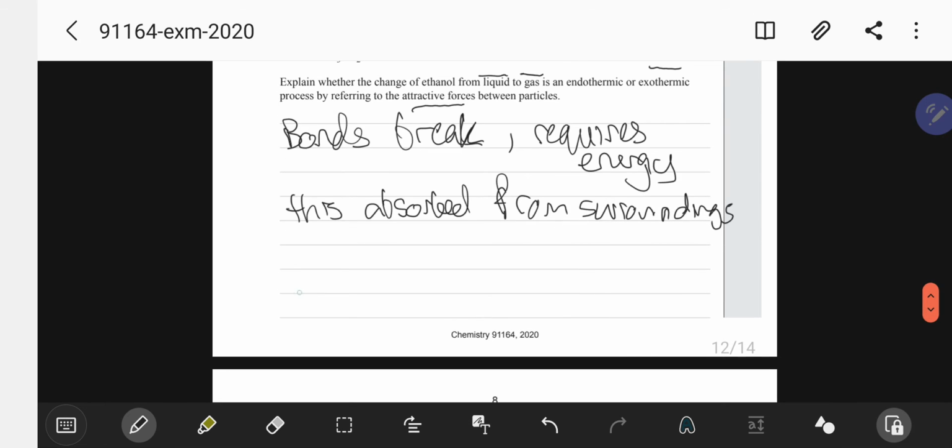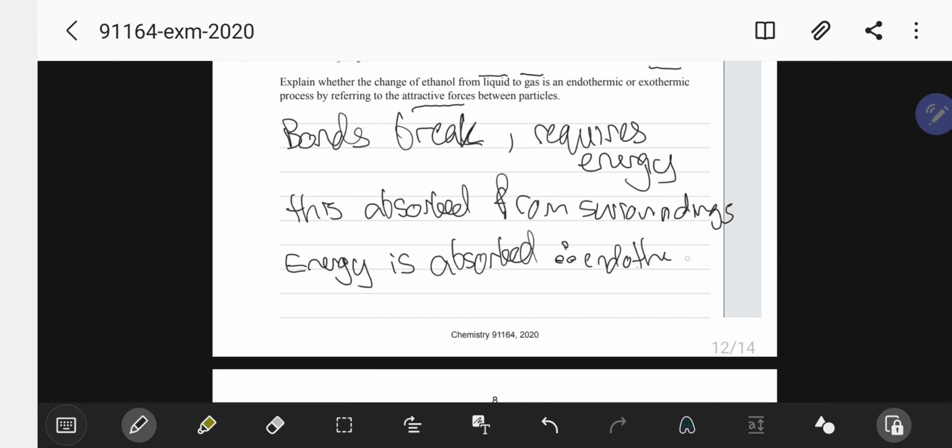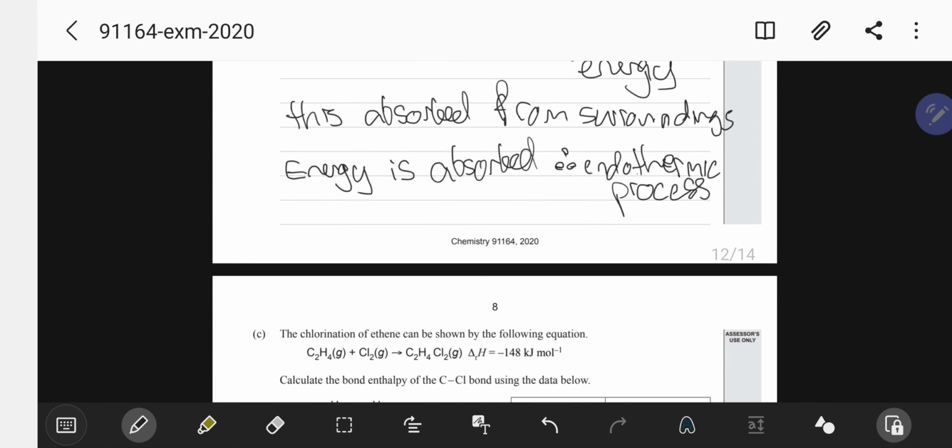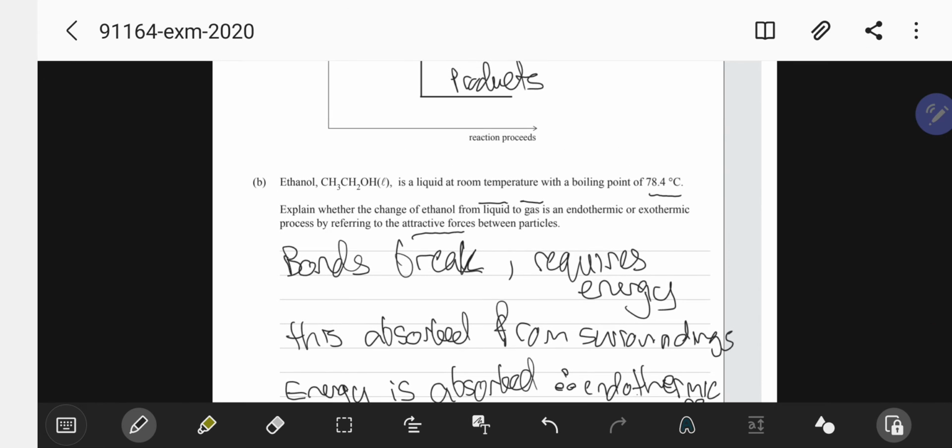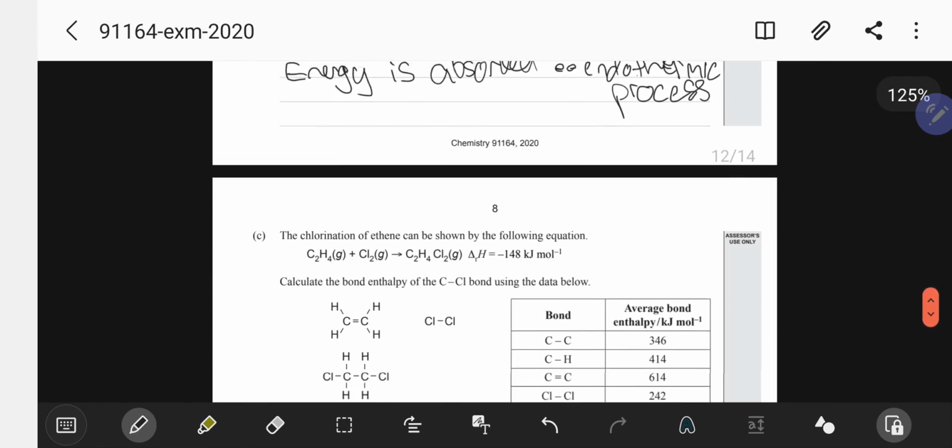And when energy is absorbed, that means it's going to be endothermic, because for exothermic energy is released, so for endothermic energy is absorbed. Therefore it's going to be an endothermic process. I think that's all they want. We'll just move on to the next question now.